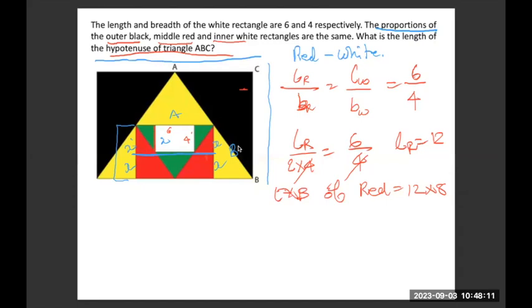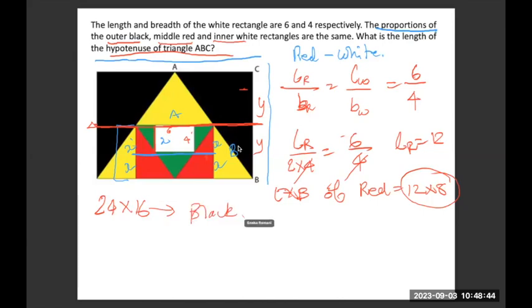Similarly, when I extract this line further, I establish the same relationship, half and half. So I'll say y and y. So similarly, the double of the edges, which is 24 by 16, will be the black triangle. So this 24 has come, and this 16 has come.